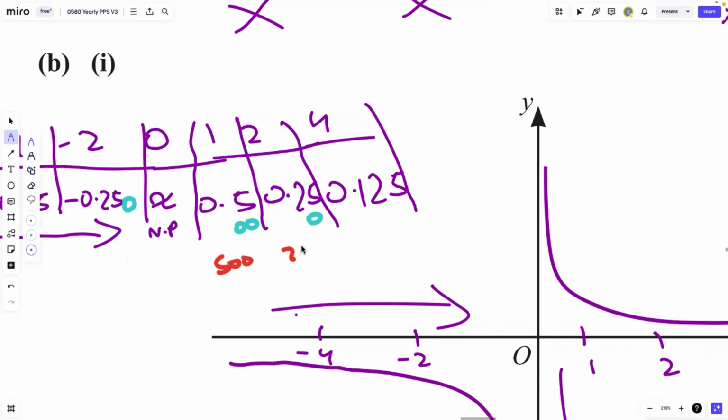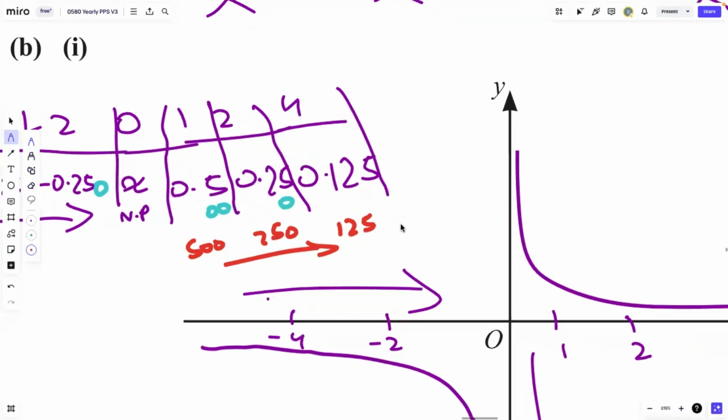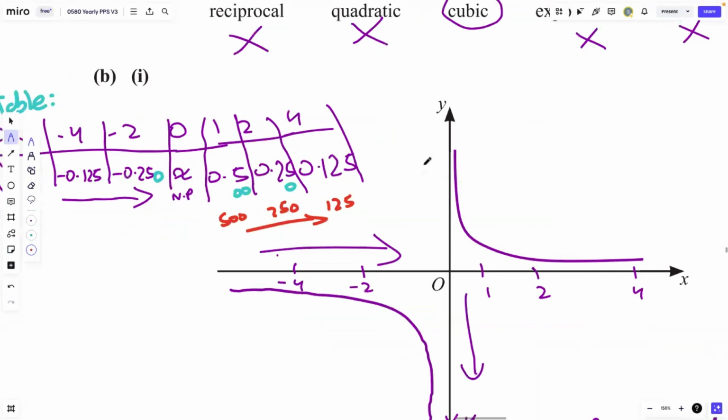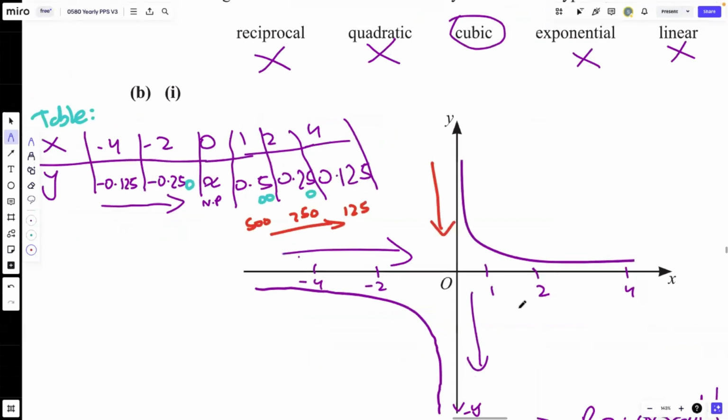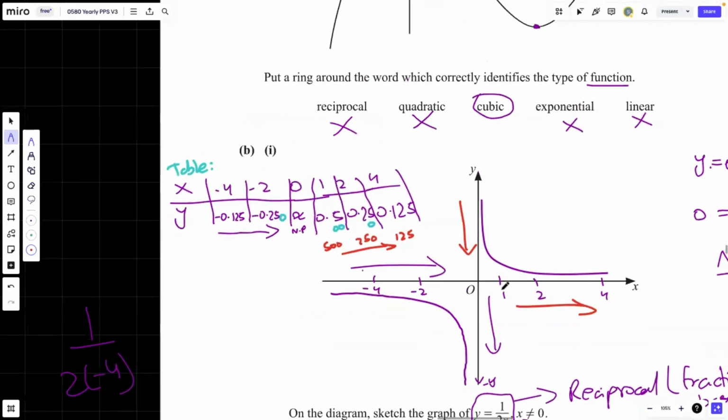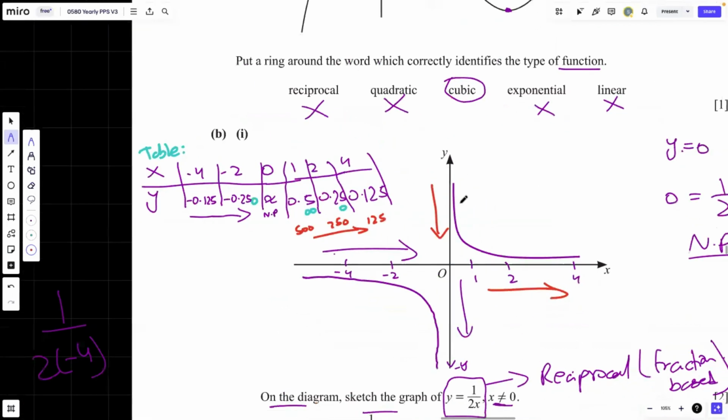You're actually going from 500, 250, 125. So you're actually decreasing. There's a decreasing pattern in your y values, and that explains how you have that decreasing pattern as you go along on the right. So your y values are decreasing as you increase your x values. So that's why the curve is going to look like this.